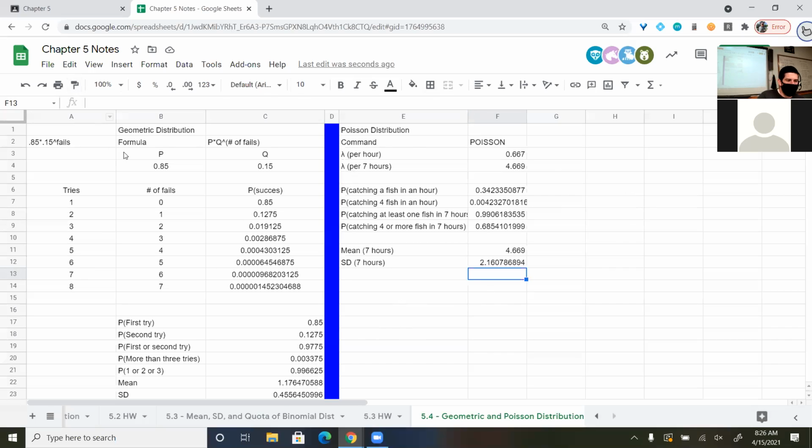So, quick recap: geometric, we stop after the first success because we have achieved what we want to do. So that's how we know it's geometric. Poisson will not give us a probability of success. Instead, it will give us a known average, an expectation over a period of time or space.